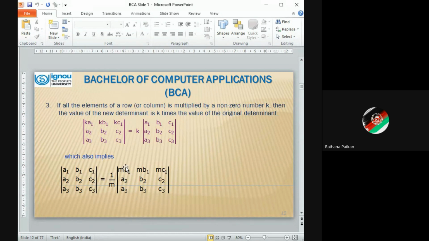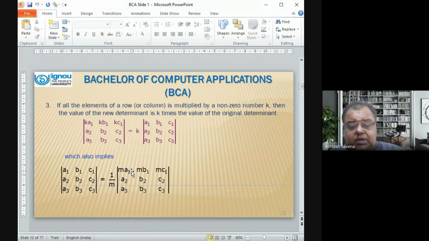Here again, we can take this. It can be written like this. Suppose I'm taking m common, m by m will be 1, and we will be remaining with the original matrix.